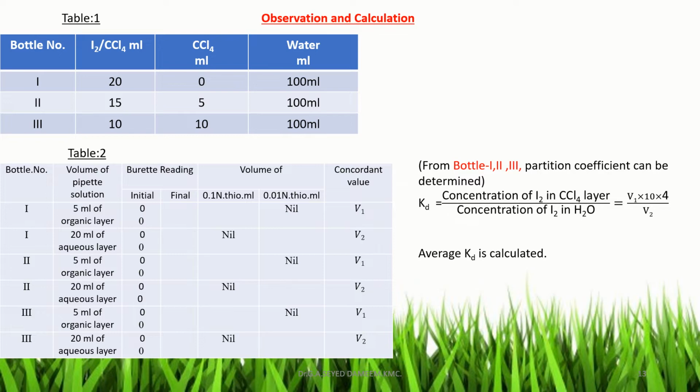And the partition coefficient formula, that is Kd is equal to concentration of iodine in organic layer divided by concentration of iodine in aqueous layer, that is equal to V1 into 10 divided by V2. By substituting the values of V1 and V2, we can calculate the value of Kd. The value of Kd is calculated for 3 bottles, and the average of Kd is calculated by adding these 3 values and dividing by 3. These are about calculation of partition coefficient.